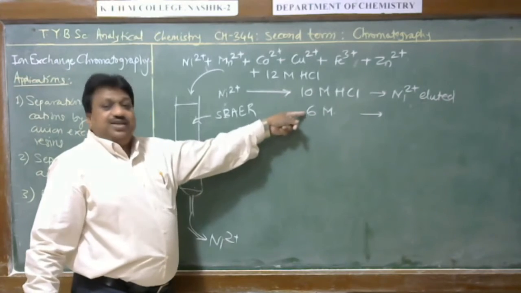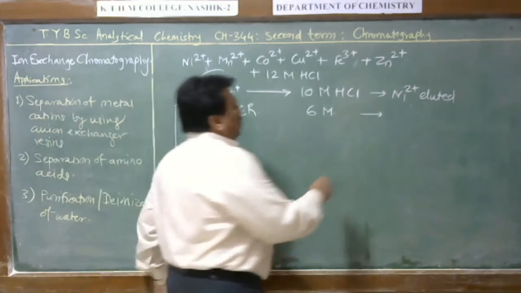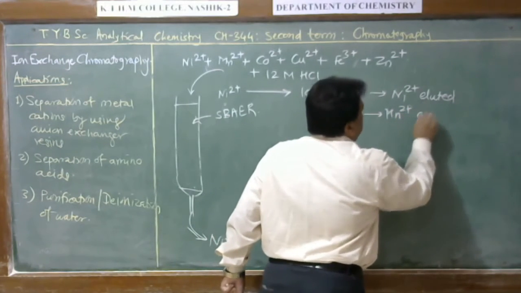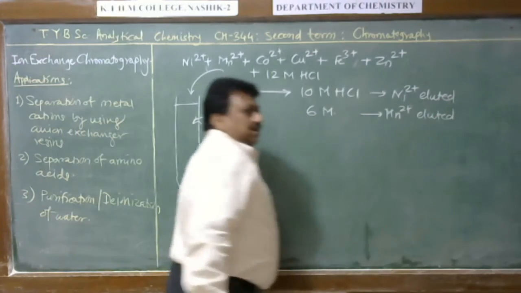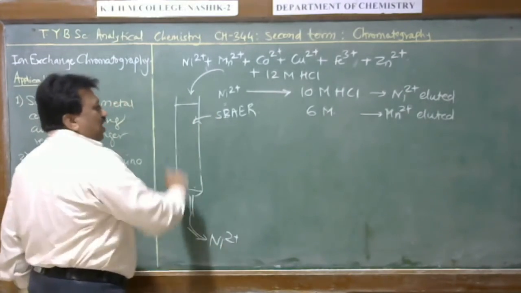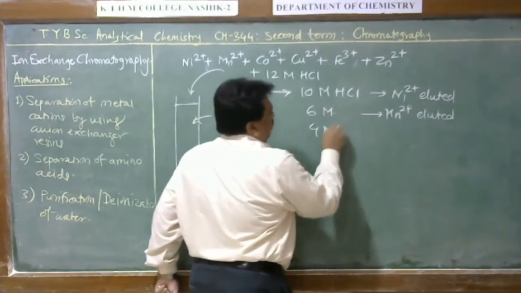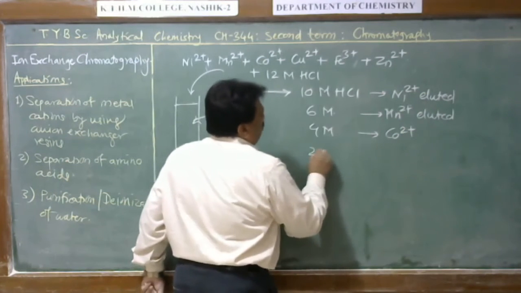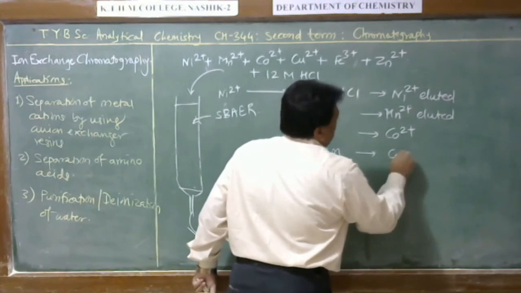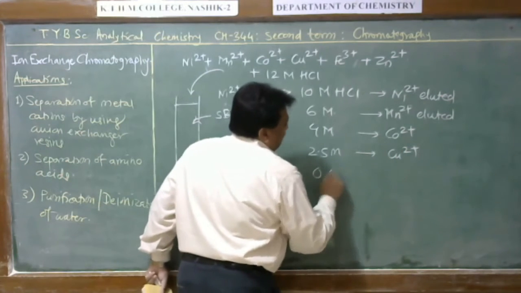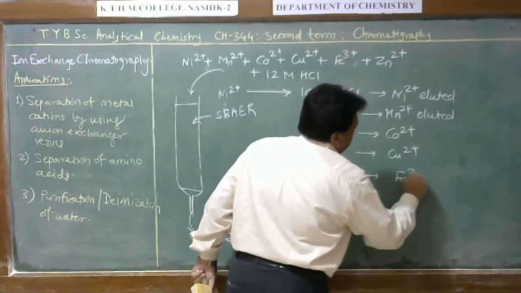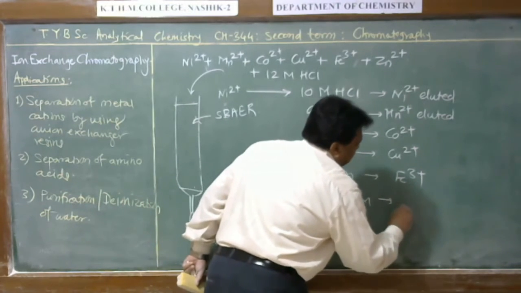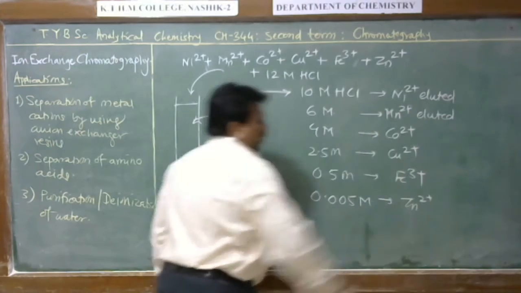When we reduce the concentration to 6 molar, then Mn2+ is eluted. And if we wash the column by decreasing the concentration of hydrochloric acid to 4 molar, then cobalt 2+ is eluted. At 2.5 molar, copper will be eluted. At 0.5 molar, Fe3+ will be eluted. If we decrease the concentration to 0.005 molar, then zinc 2+ will be eluted.